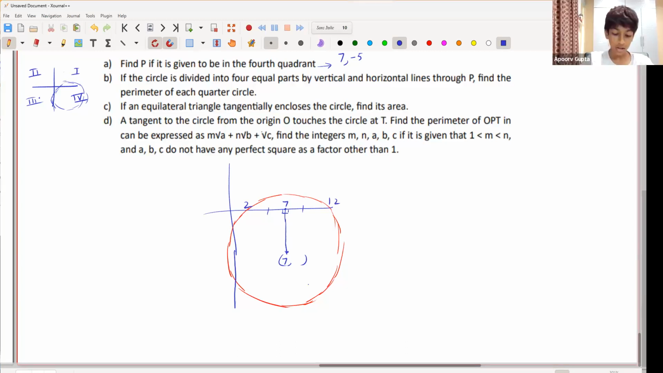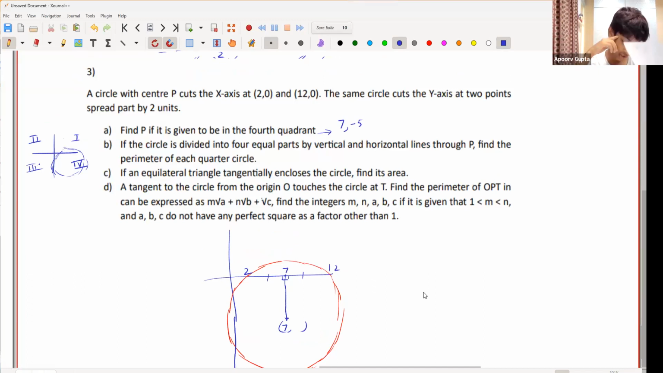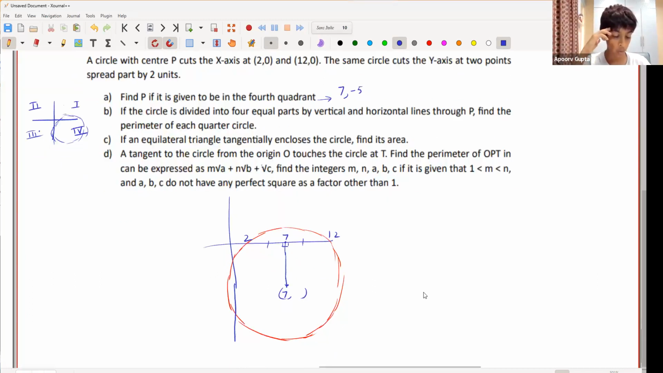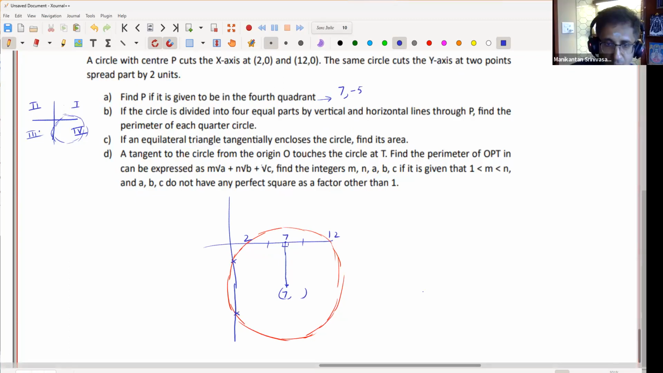So after that, they've also given us that the circle cuts the y-axis at 2 points, which are separated by 2 units. Okay, so what are you calling them? We can call them anything. I actually haven't labeled them in my drawing. Fine. Go ahead, please.